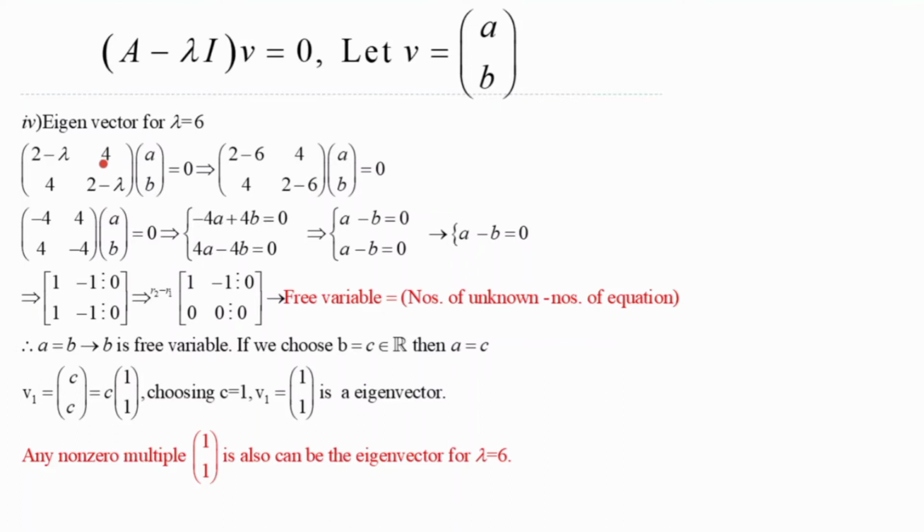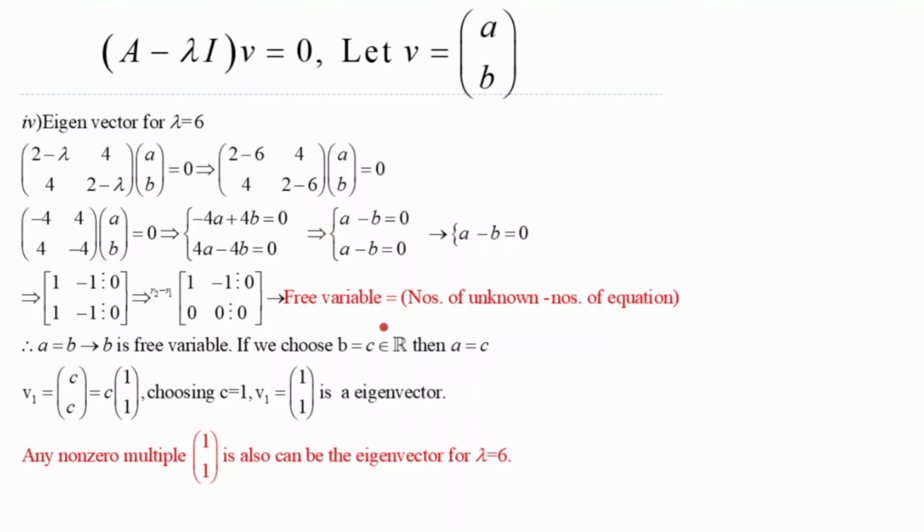So when we multiply these two matrices, we put lambda equal to 6 in this matrix, we get 2 minus 6, 4, 4, 2 minus 6. Then we get minus 4, 4, 4 and minus 4. Now we can multiply these two matrices by the row by column method. Then we get minus 4a plus 4b equals 0. Similarly, 4a minus 4b equals 0.